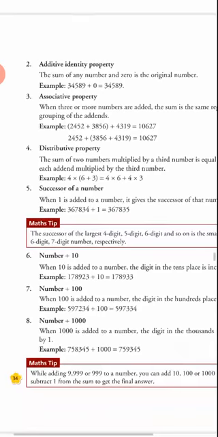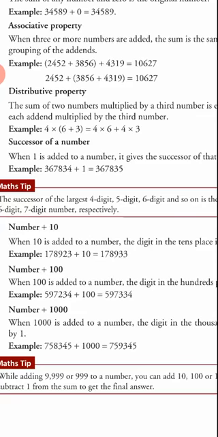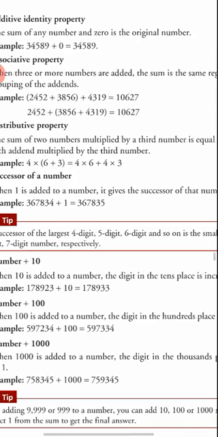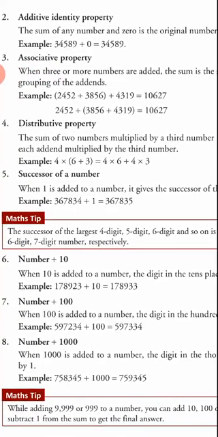Okay, so let us come to the next property, and that is additive identity property. Now, what this property implies is that the sum of any number and 0 is the original number. Like here the number is written 34,589. The sum of any number and 0 is the original number. So 34,589 plus 0, your answer will remain same. Your answer is 34,589. In any number, if you are adding 0, your answer will always be that original number.